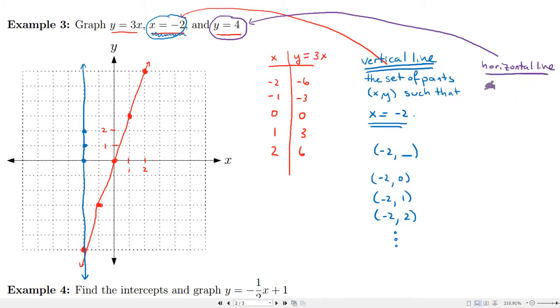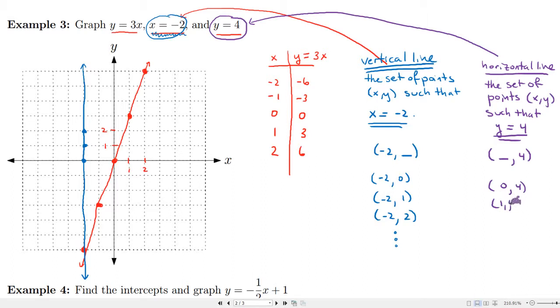Well, that's the set of points x, y such that y is equal to 4. So that would look like this, right? X can be whatever you want, but we just have to make sure that the y coordinate is 4. So for example, we could have 0, 4, 1, 4, 2, 4, and you can also have negatives as well, right? But 0, 4 would be here.